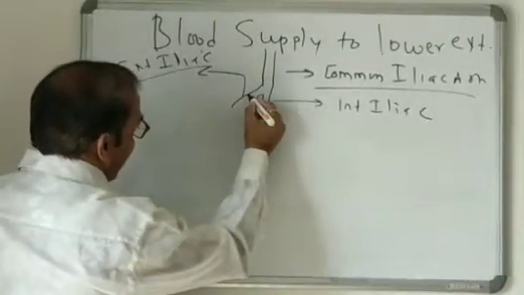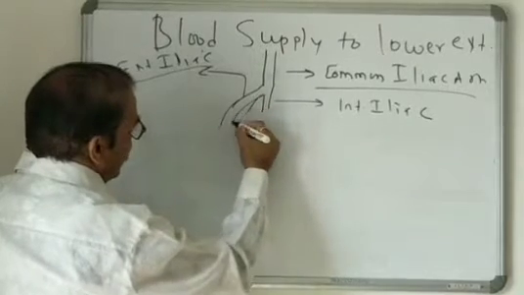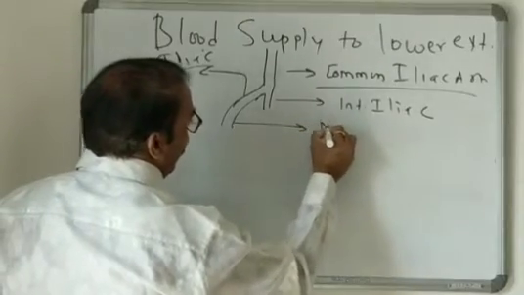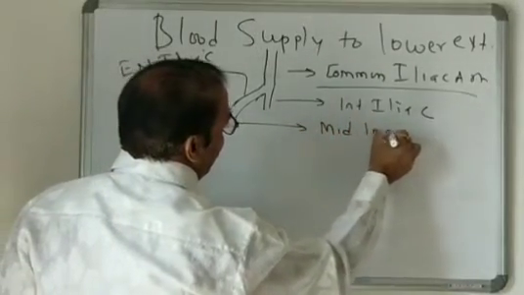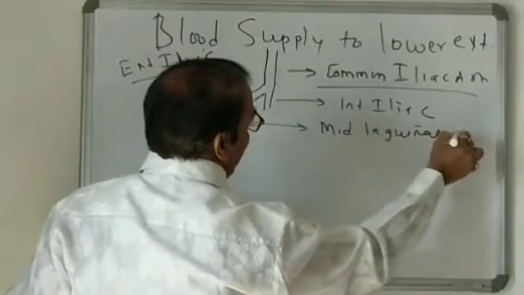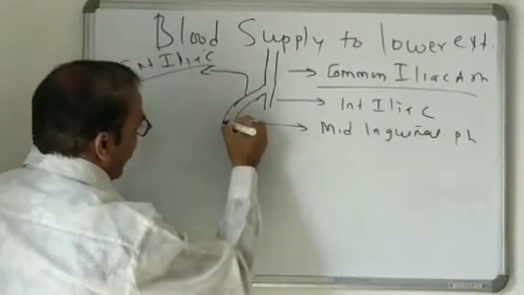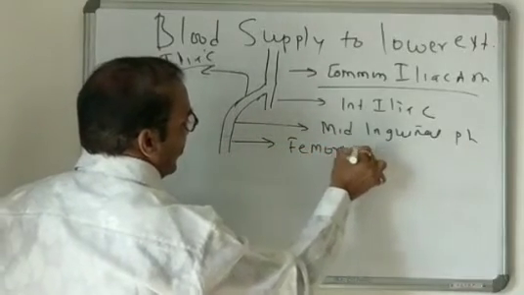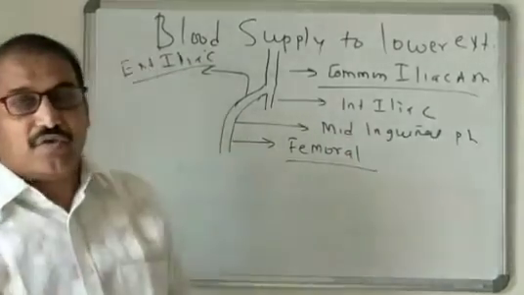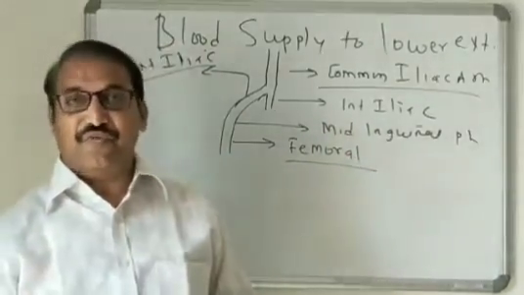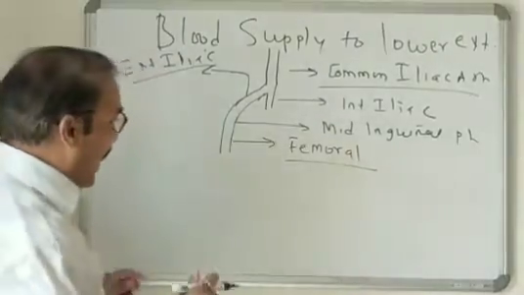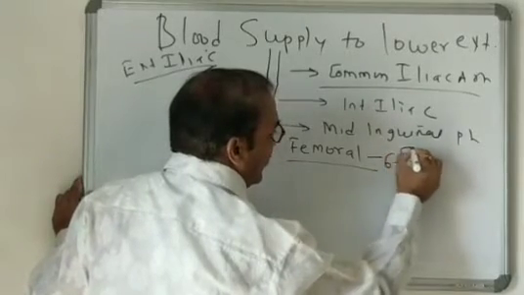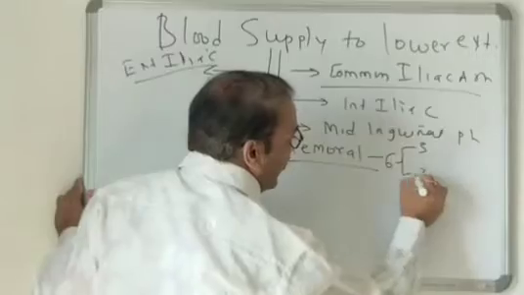Now what happens here? The external iliac artery descends downwards from the mid-inguinal point and becomes the femoral artery. So it is the artery of the thigh region. Femoral means thigh region. The femoral artery in the thigh region gives 6 branches. Out of these 6 branches, 3 are superficial, 3 are deep.